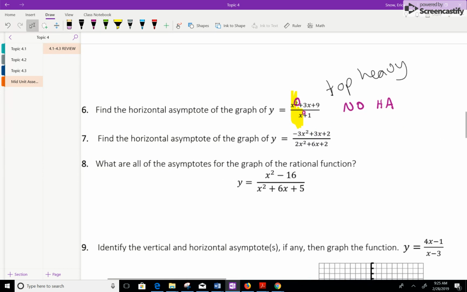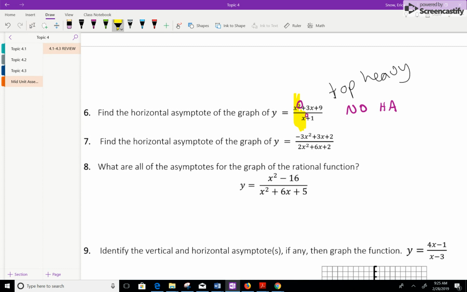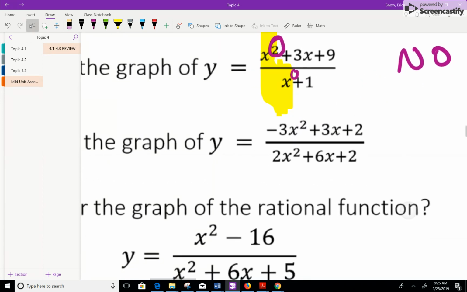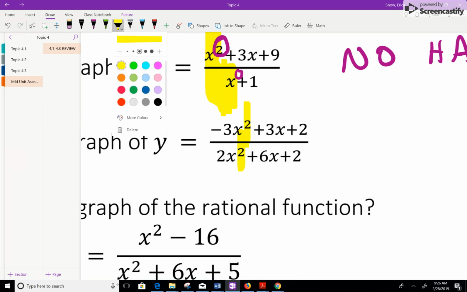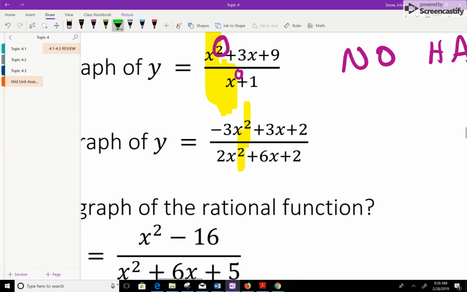Okay, for number 7, we look and I'm going to zoom in. We have a squared on top and a squared on the bottom. So when they're the same, we then look at, I'm trying to change the color of my highlighter, y'all. It's not working. Here we go. We look at our leading coefficients. So for this one, our horizontal asymptote is going to be y equals negative 3/2.